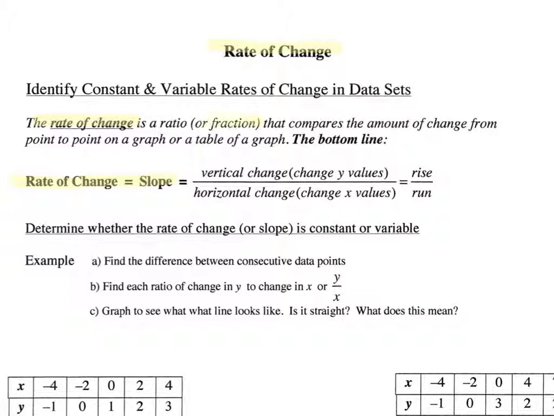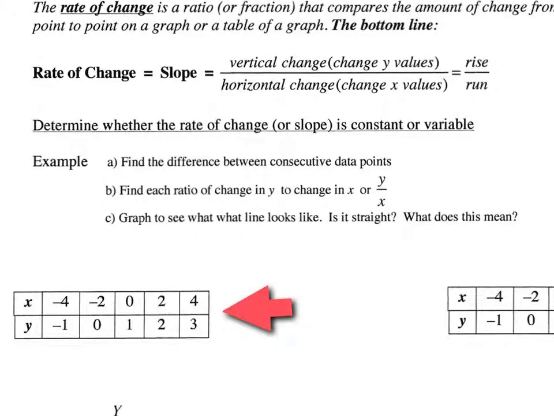It will still be a ratio or a fraction that indicates the change in y values or the vertical change, and the change in x values or the horizontal change. The change in y values is called the rise, the change in x values is called the run. So let's determine the rate of change, or slope, using a table of values like this.